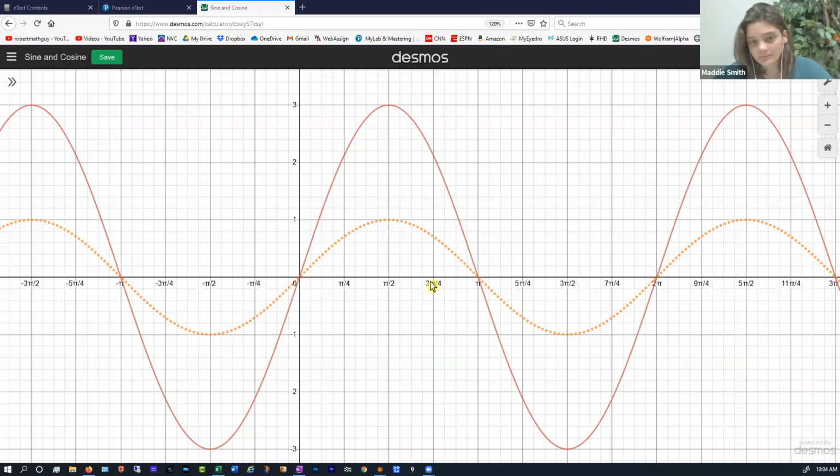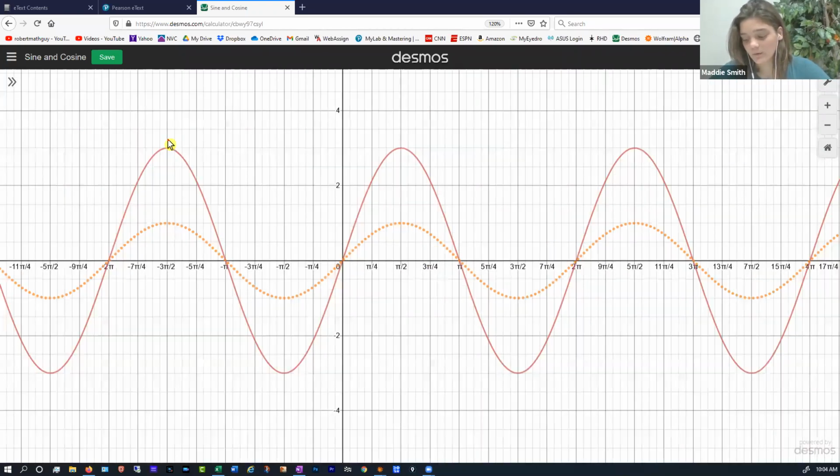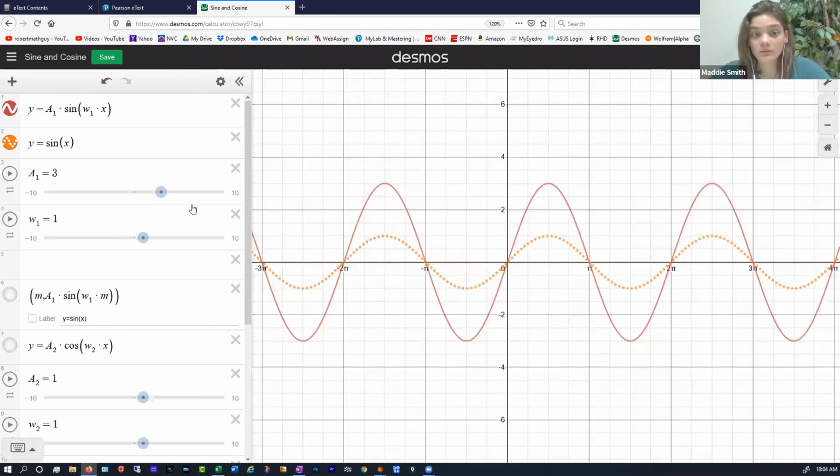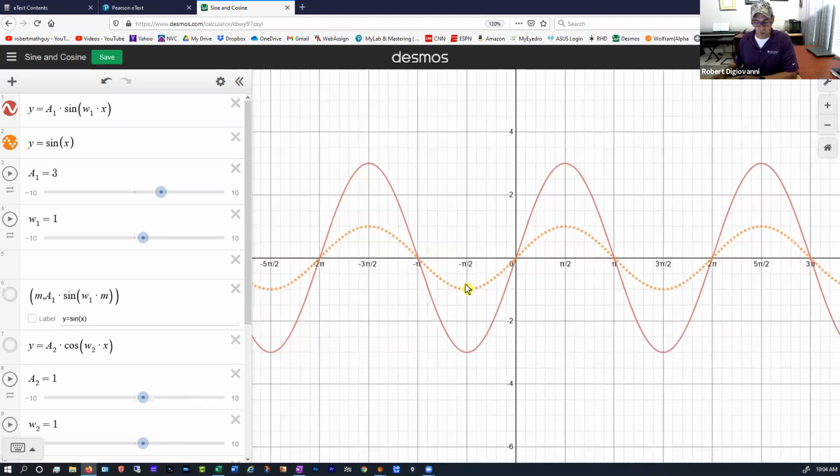I have a question. Yep. Is this rule the same for the graph of cosine as well, or is it just sine? Nope, it's for cosine as well.